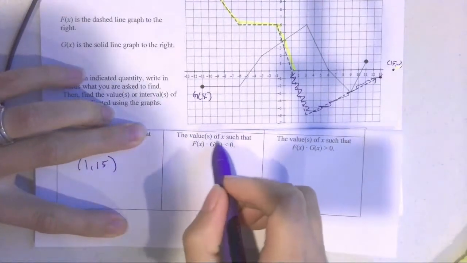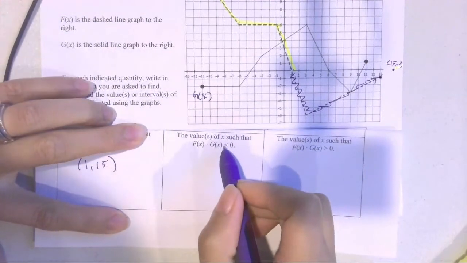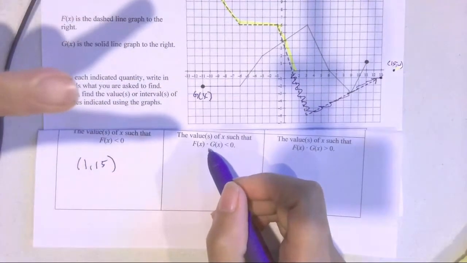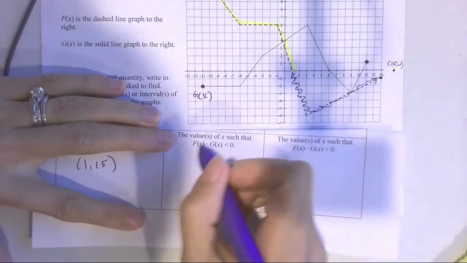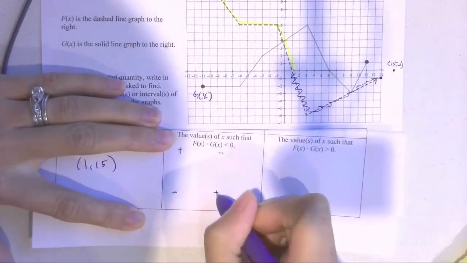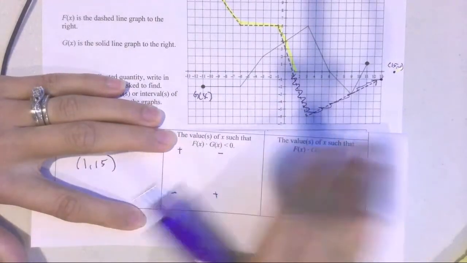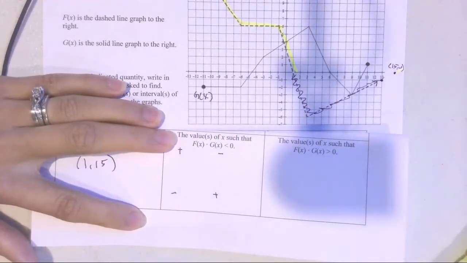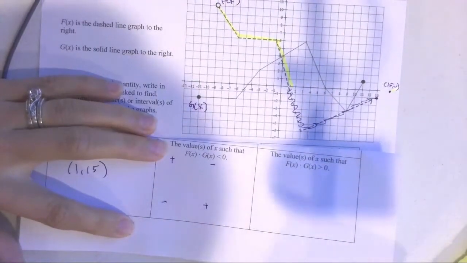The values of x such that f of x times g of x is less than 0. So my question is, when you multiply two numbers and the answer is negative, what does that mean? Doesn't that mean one is positive, one is negative? Or one is negative and the other one is positive? In other words, both have different signs. Then when you multiply, you get the negative. Good so far?